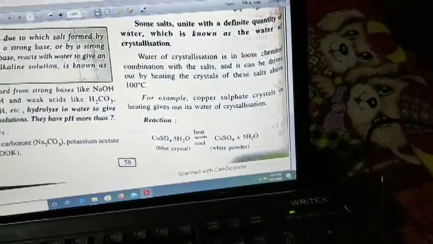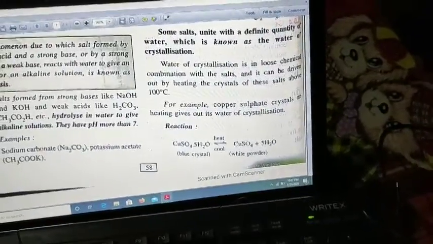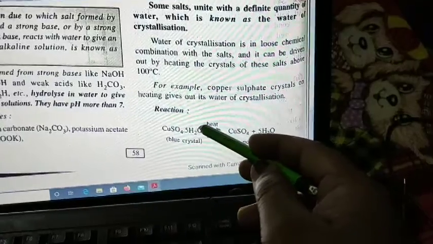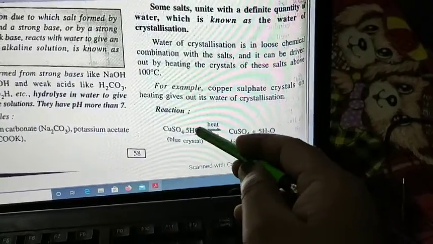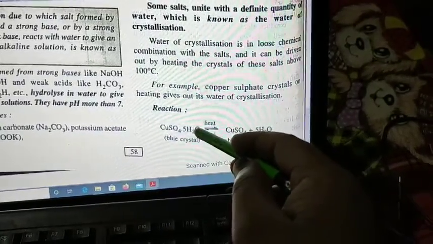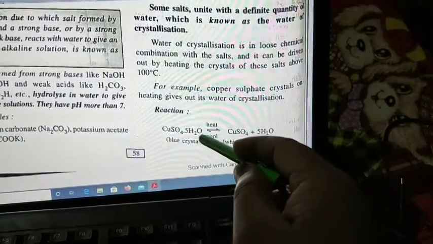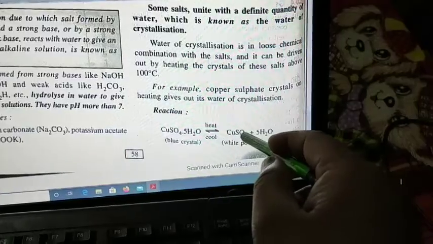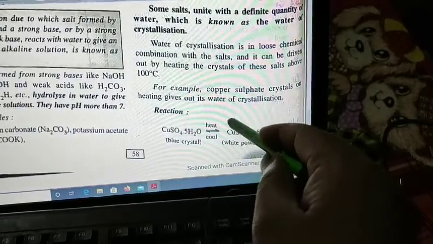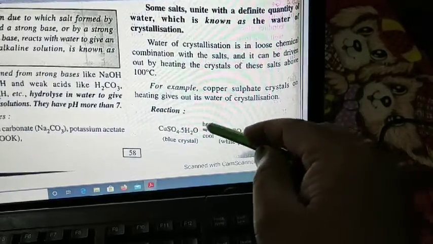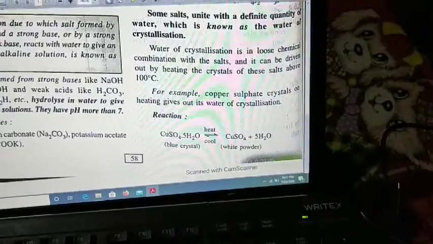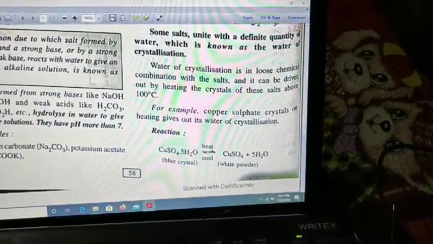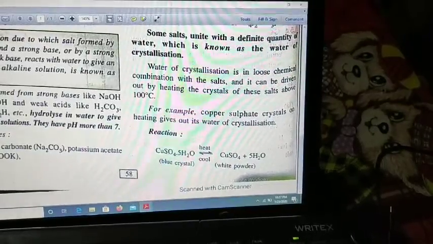For example, copper sulfate pentahydrate is an example of water of crystallization because it contains 5 molecules of water, CuSO4.5H2O. It is blue in color. When you heat it, it will turn into a white powder, copper sulfate plus water, because the water molecules are removed. This phenomenon is known as water of crystallization.